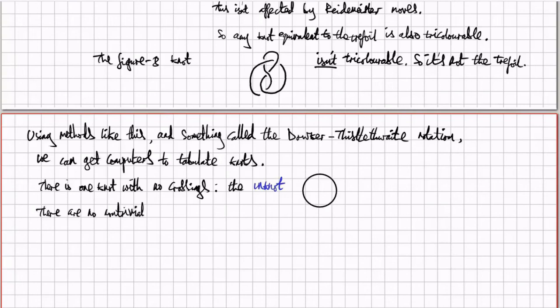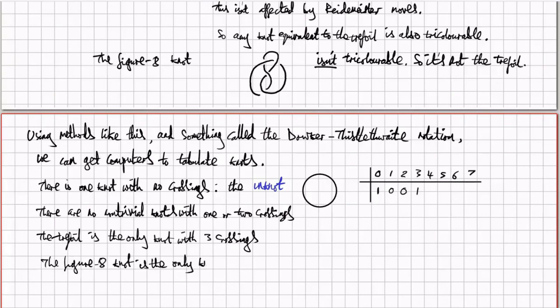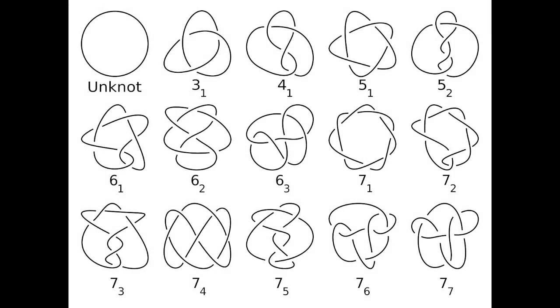If we do this, we find that there's one knot with no crossing, and we call that the unknot. There are no non-trivial knots with one or two crossings, but there is a single non-trivial knot with three crossings, and that's called the trefoil. There's actually two different forms of it. There's a left-handed and a right-handed form. Each is a mirror image of the other. The figure 8 knot is the only knot with 4 crossings. There are 2 knots with 5 crossings, 3 with 6, 7 with 7, and the numbers keep going up as the number of crossings increases.